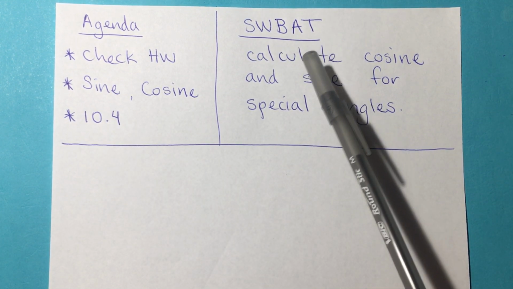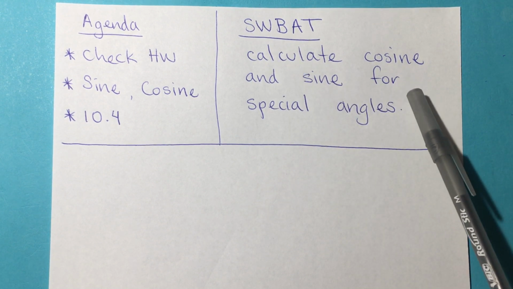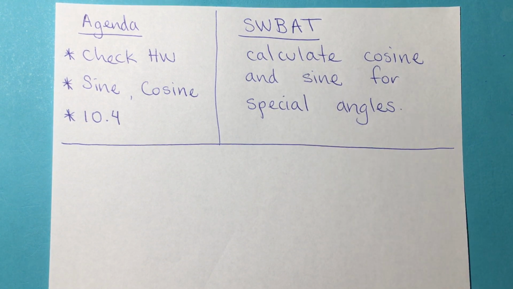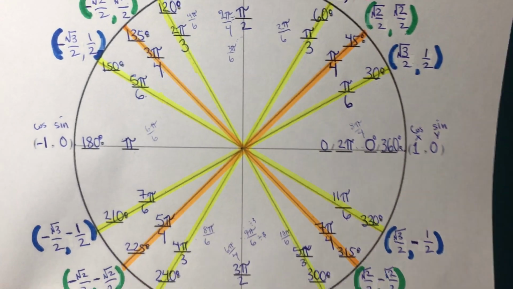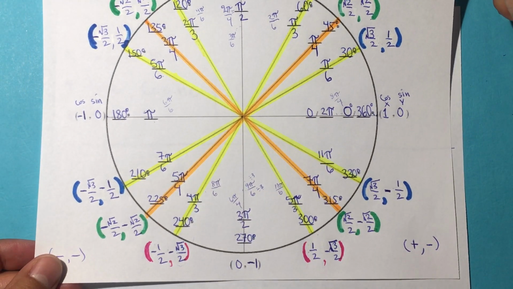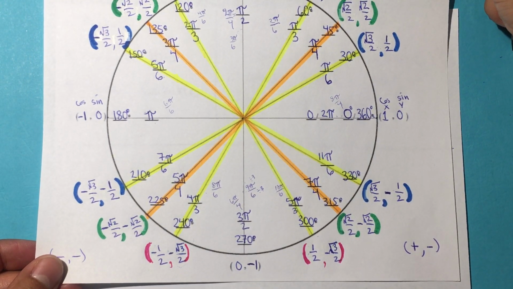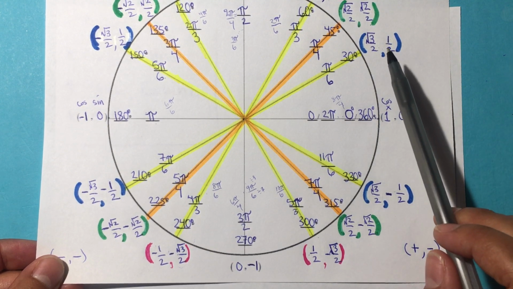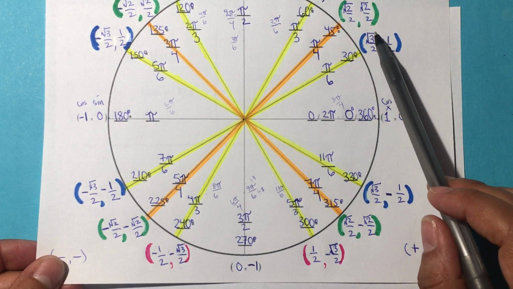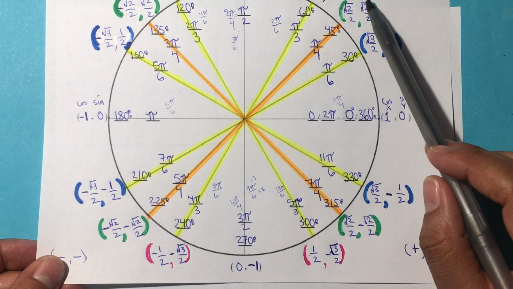Today students will be able to calculate cosine and sine for special angles, and this is going to be by using our unit circle that we filled out in the previous lesson. But before we do that, we're going to show you how we get to these values.